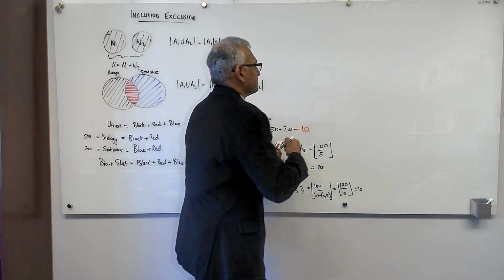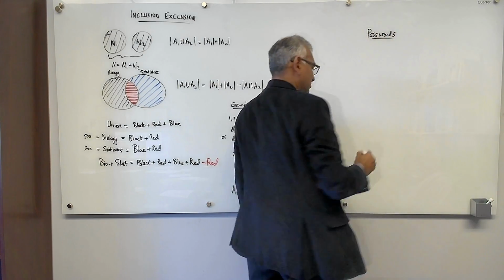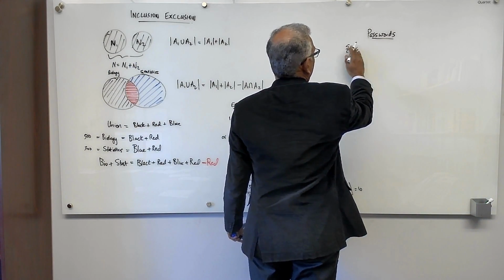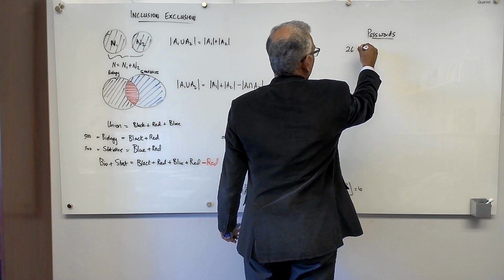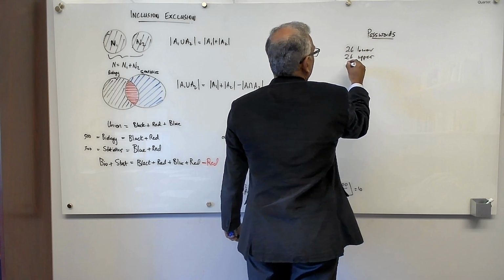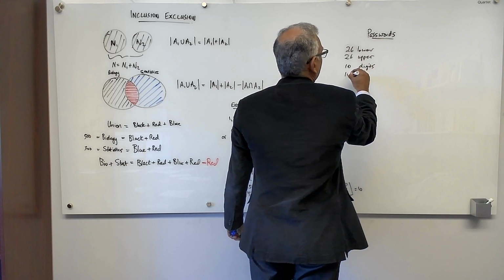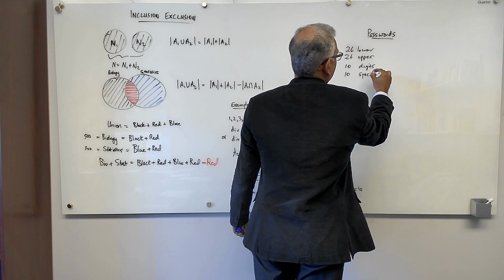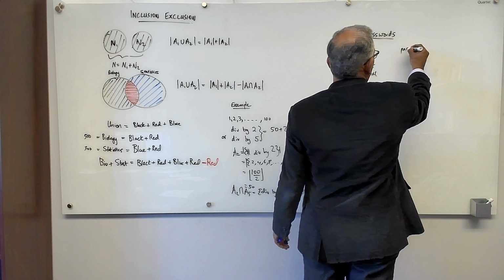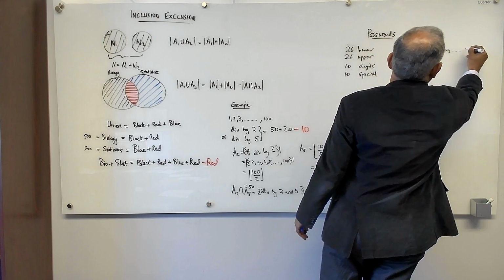Passwords. Remember we talked about counting passwords. There are 26 lowercase characters, 26 uppercase, 10 digits, and 10 special. And the password has length 8. So a password is equal to W1, W2, W3, up to W8.